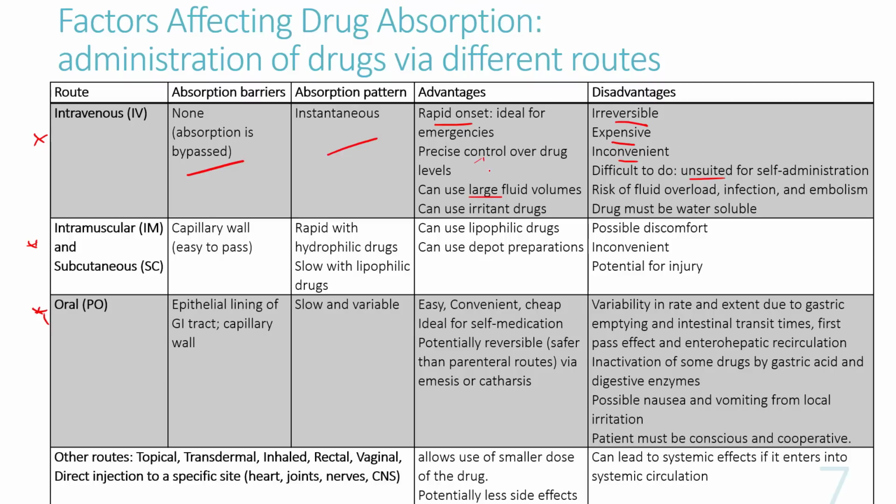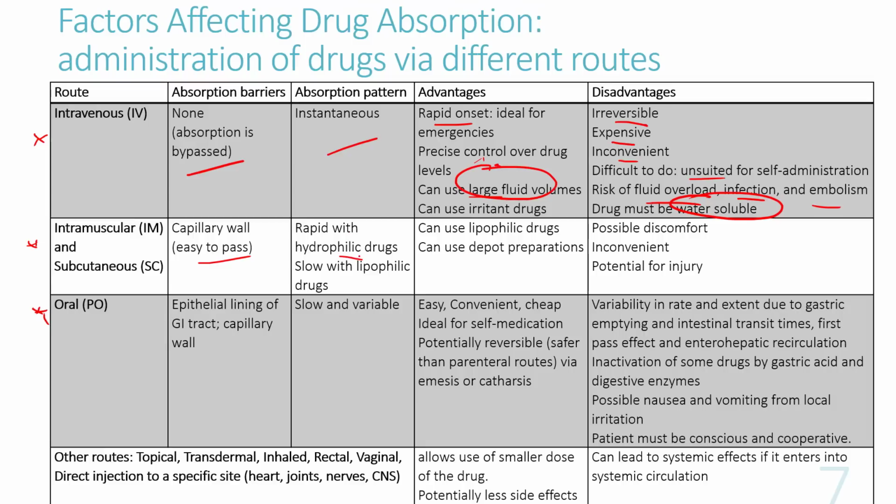Because large volumes of fluid can be administered, there is a risk of fluid overload. And because there's exposure to the external environment, there's a risk of infection and embolism. Because the drug is given into the systemic circulation and plasma is water-based, the drug also has to be water-soluble. So those are the disadvantages and the profile of drugs that are given IV. If drugs are given IM or subcutaneously, again, the capillary wall is fairly easy to negotiate.